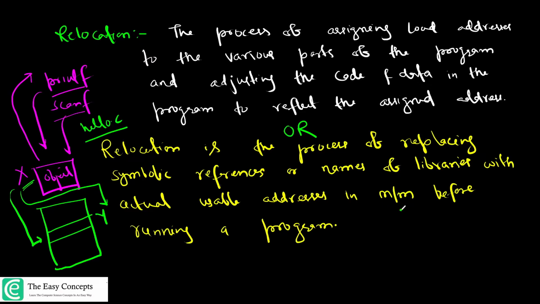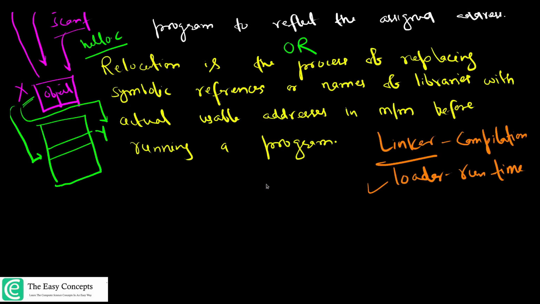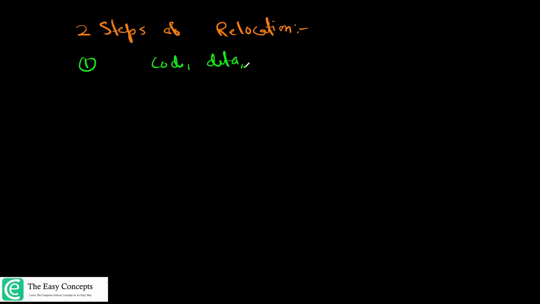This process is typically done by the linker, and the linker does this during compilation. But it can also be done during runtime by the relocating loader. So if you want to do it during runtime, then the loader will help you. So there is a process behind relocation. It is basically done in two steps. Let me tell you how it is performed. Each object code has some sections like code, data, BSS, etc. These are the sections of object code.